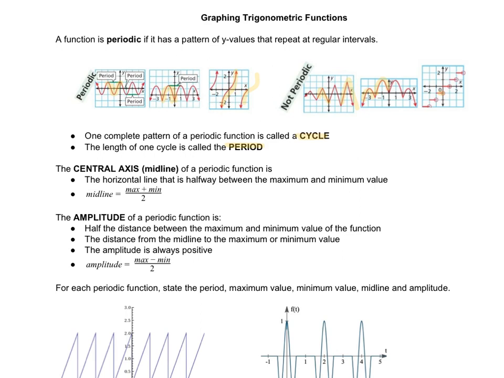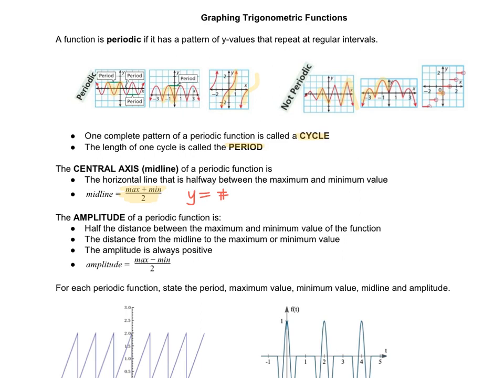Now, the next one is the central axis, or the midline of a periodic function. It is a horizontal line that is exactly halfway between the max and min value. We can calculate that midline or central axis value by taking the average of the max and min, because that's how we get halfway. So we take our maximum value, our minimum value, add them up and divide by 2, and that will give us the equation of our midline. Because it is a horizontal line, the equation would be y equals a number.